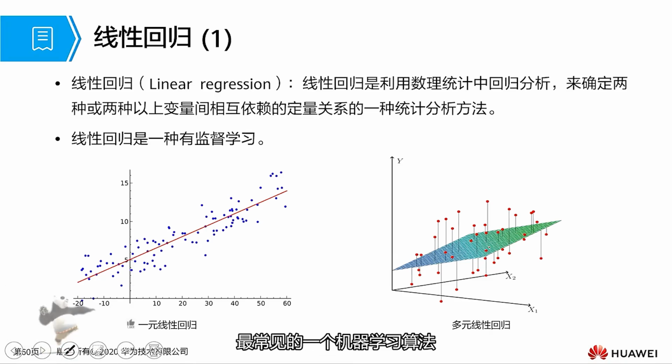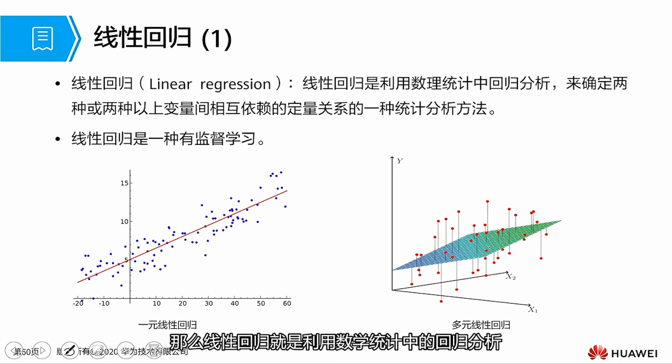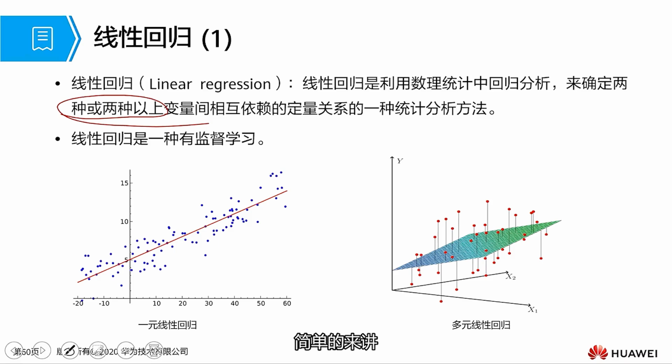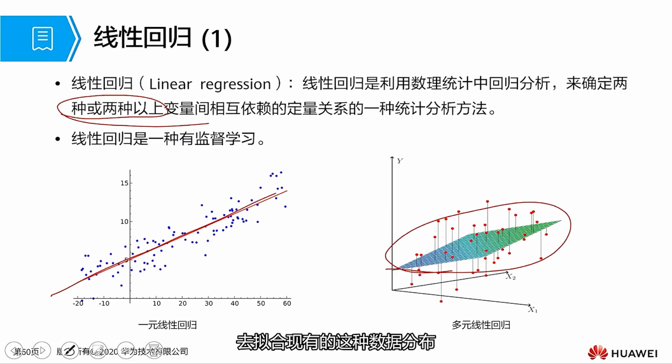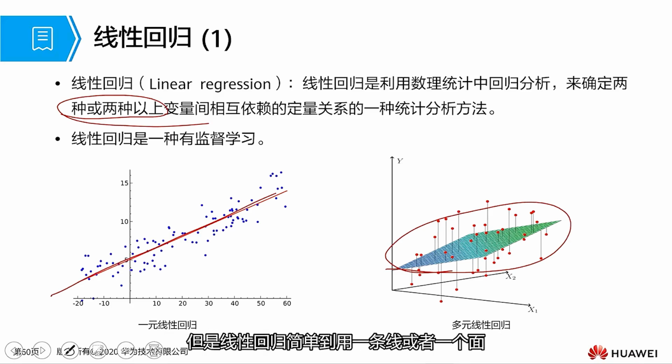Let me introduce everyone. First, let's talk about linear regression. I believe every course that teaches machine learning will start with linear regression because it is the most basic, the simplest, one of the most practical and common machine learning algorithms. Linear regression is the use of regression analysis in mathematical statistics to determine the relationship of interdependence between 2 or more variables. Simply put, it is to find such a straight line. Of course, in high-dimensional space, it may be a plane. In 2-dimensional space, it is just a straight line. Fit the existing data distribution.